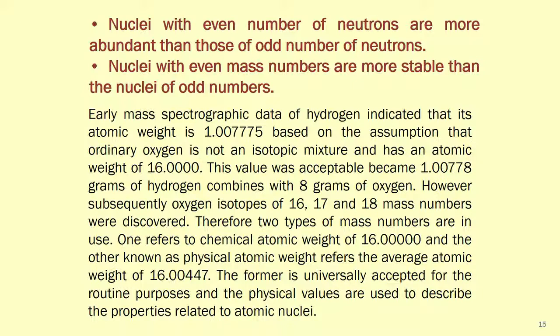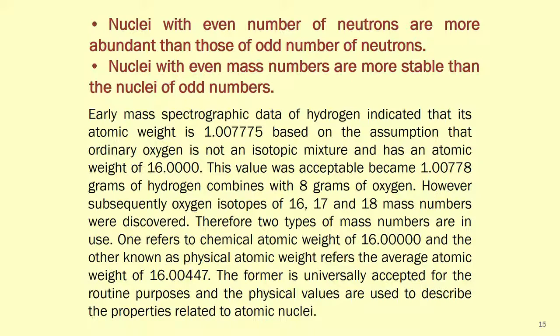Okay. So now I think you are able to understand that we are discussing only the nucleus, not the electrons. Early mass spectrographic data of hydrogen, people looked at it very easily and consistently, and its atomic weight was confirmed to be 1.00775 based on the assumption that ordinary oxygen is not an isotopic mixture, but has an atomic weight of 16. This is a reference value for us.